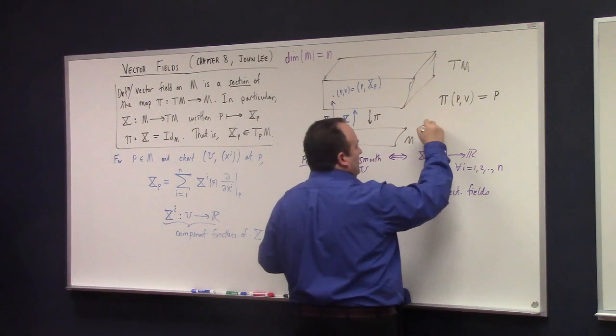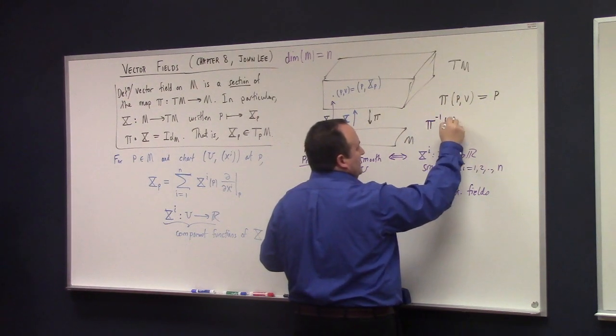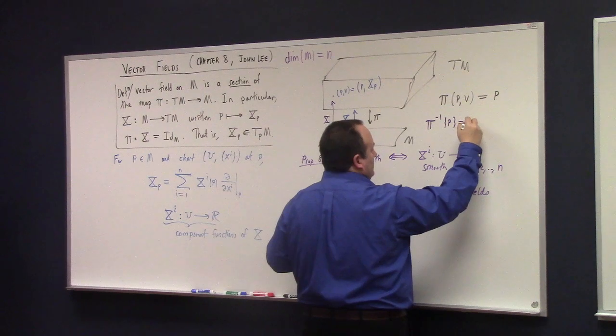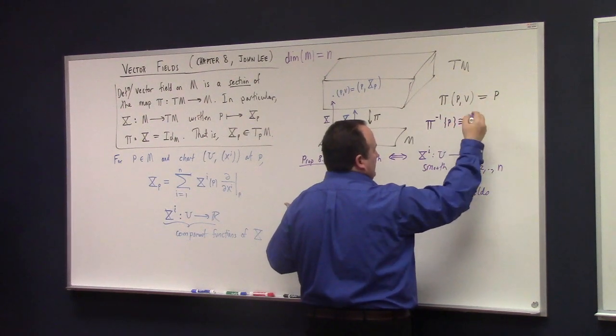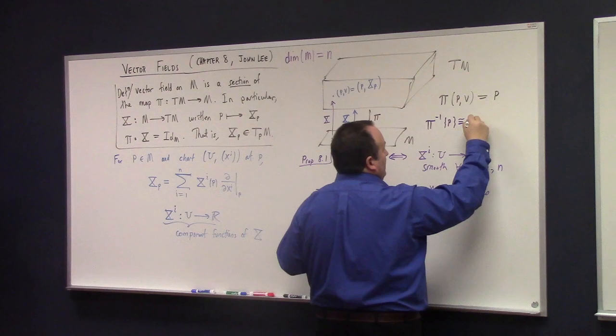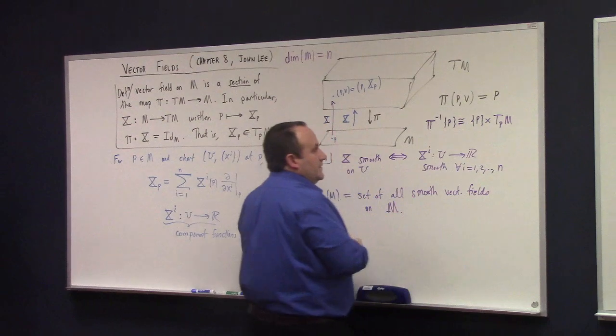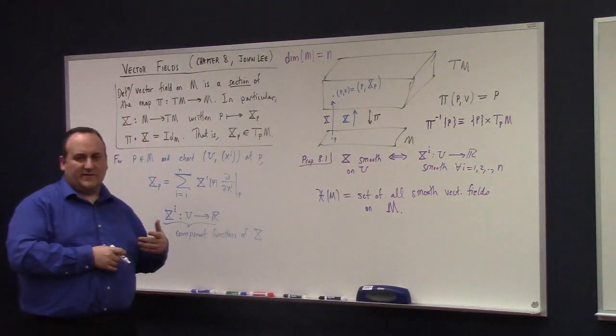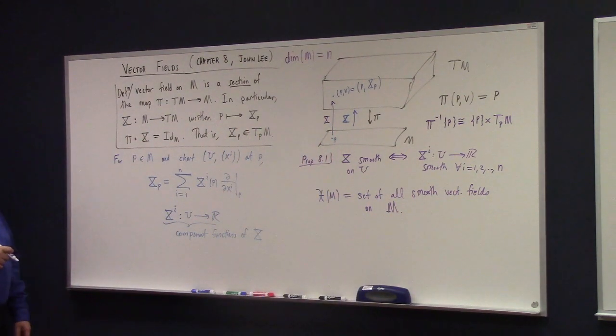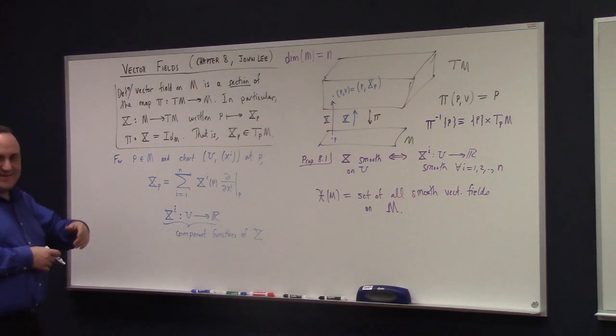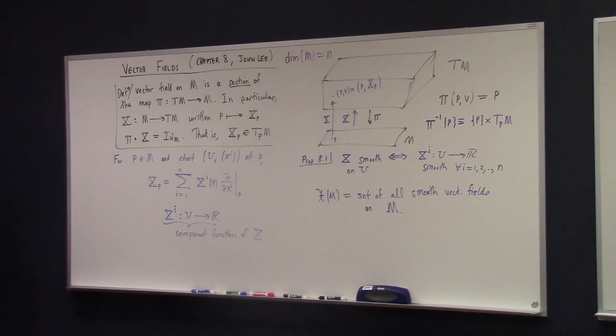The inverse image of pi of the point p is at least diffeomorphic to the set {p} Cartesian product with T_pM. I think it might actually be equal to that here. I forget our formalism, but the vector field has to assign vectors at the point. You can't take one point and stick a vector somewhere else like that. That wouldn't be a vector field. I don't know what that would be, but it wouldn't be a vector field.